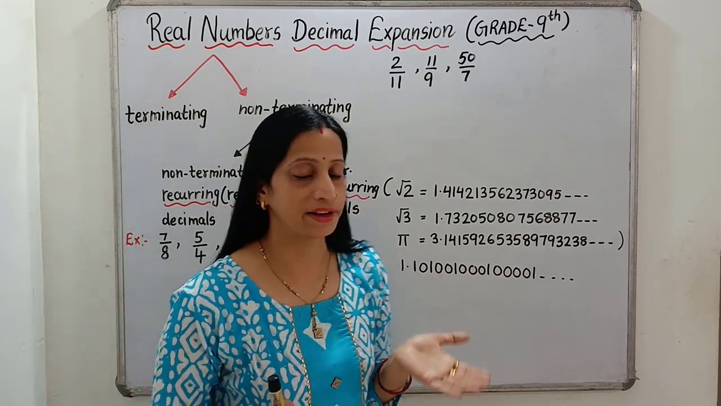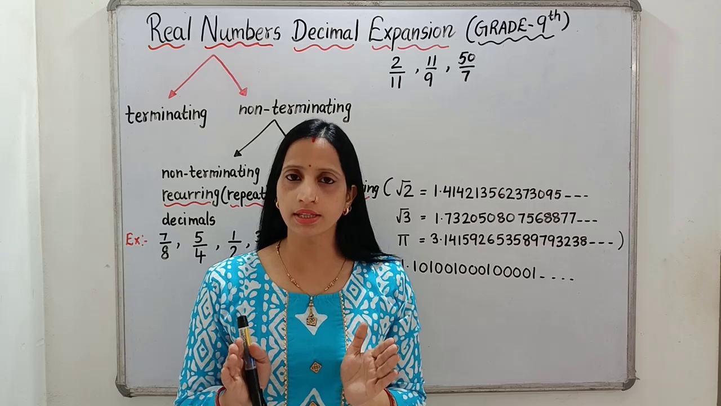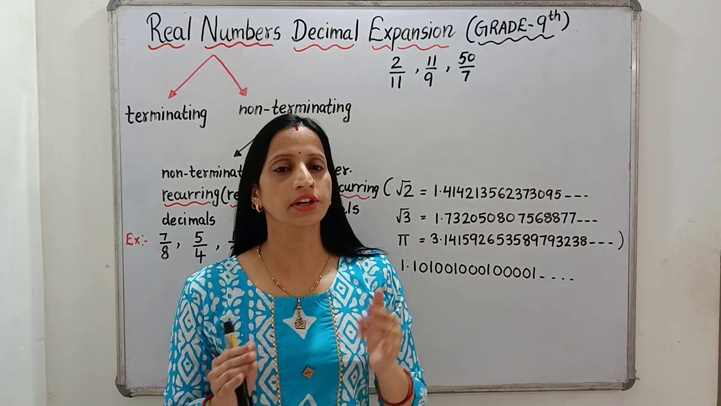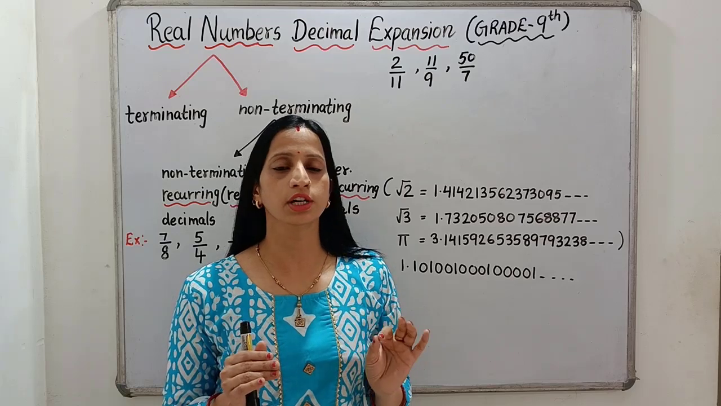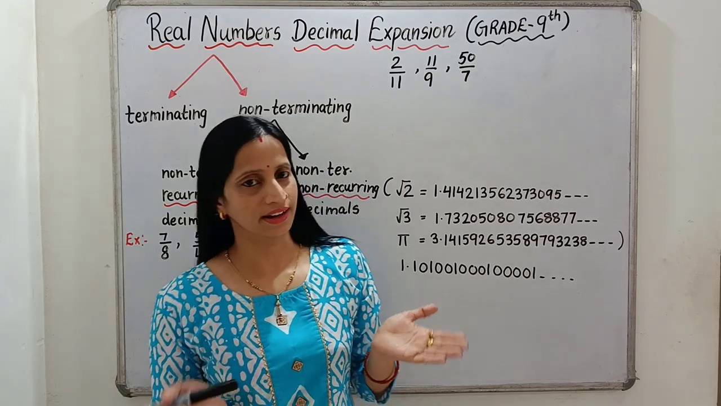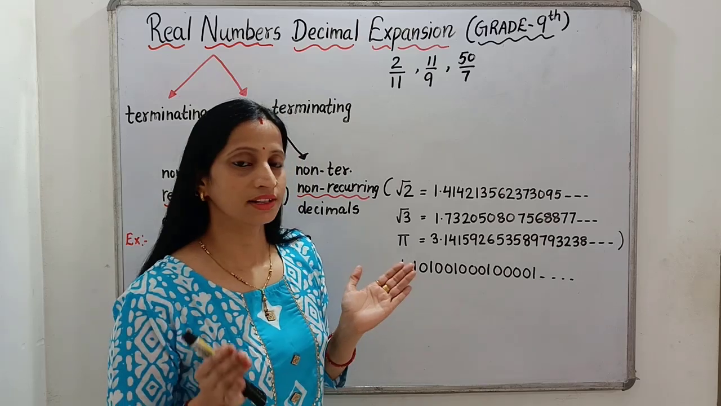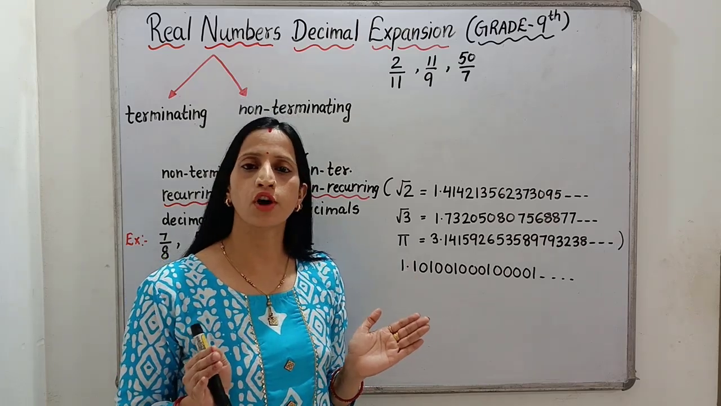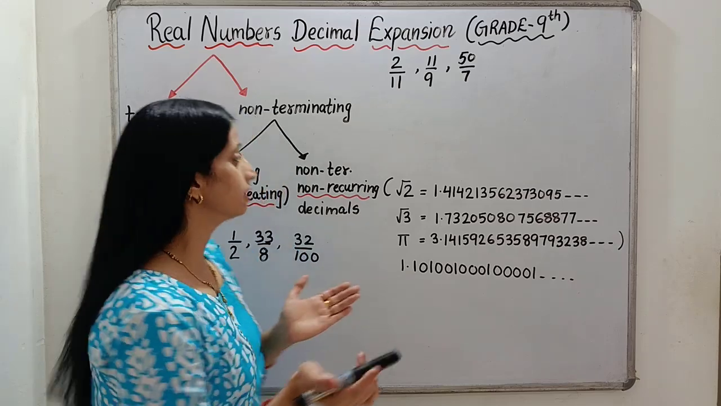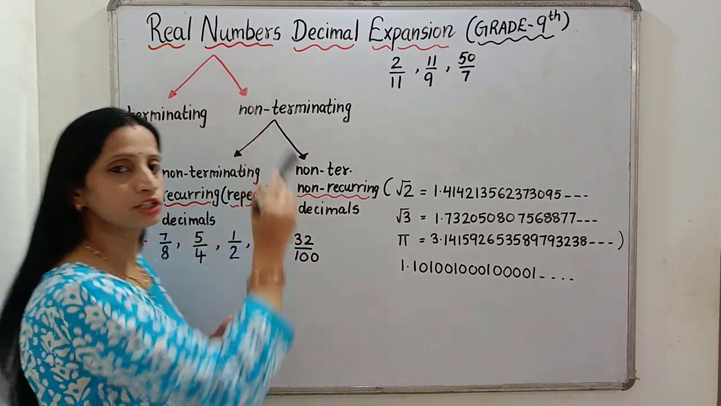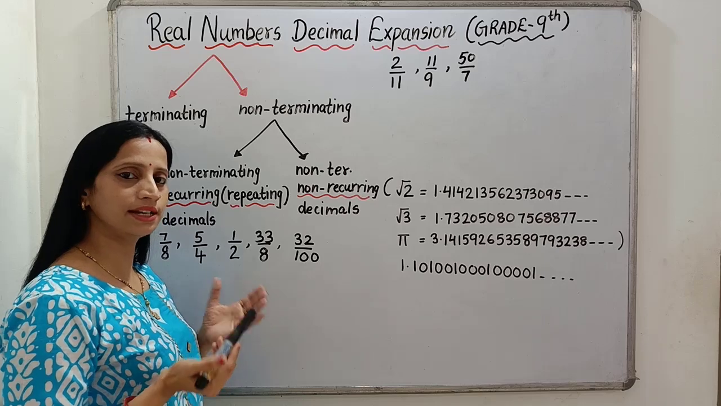And what are rational numbers? Rational numbers are the numbers which can be written in the form of p by q, where q can never be equal to 0. And irrational numbers, the numbers which cannot be written in the form of p by q, are known as irrational numbers. Okay, this means real numbers comprise both rational as well as irrational.